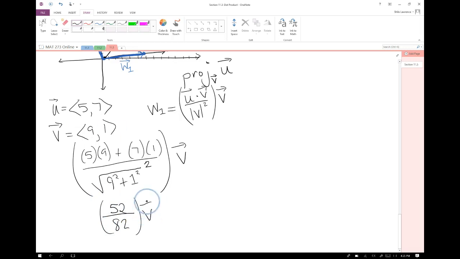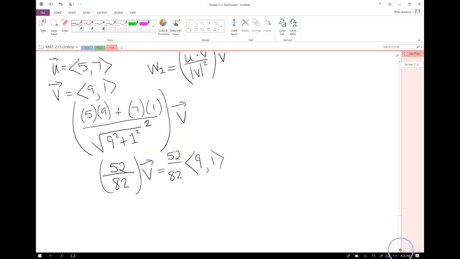And then we want to multiply this scalar through into our v. This gives us the scalar that we need to use on v to transform v into w sub 1. So this is just 52 over 82, which we can simplify. We want to distribute that into vector v, which has components 9, 1. 52 over 82, if we cut those in half, we get 26 over 41. And I think 41's prime, so there's not anything else we can do there.